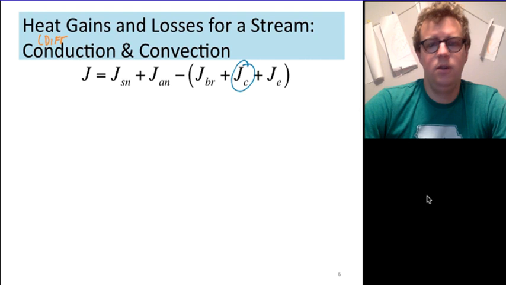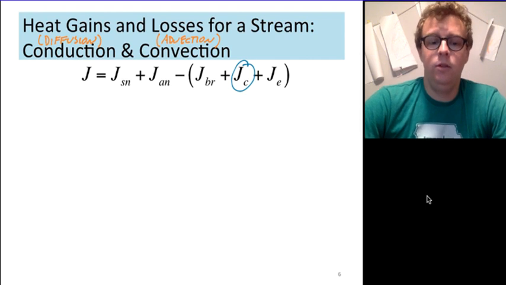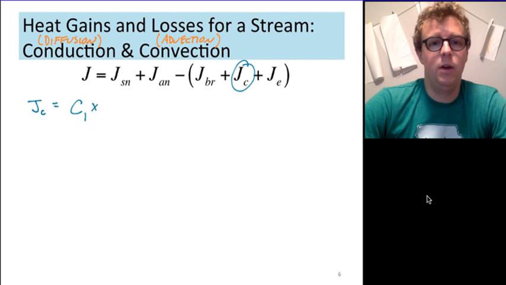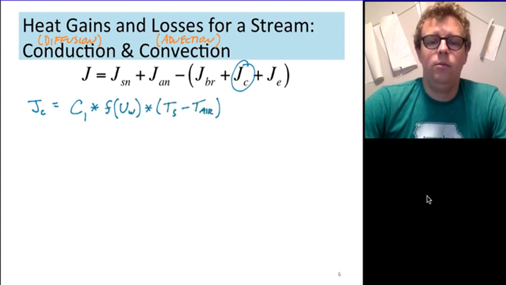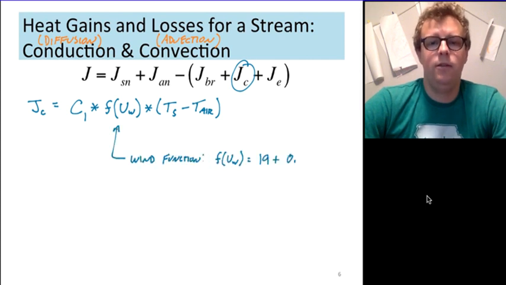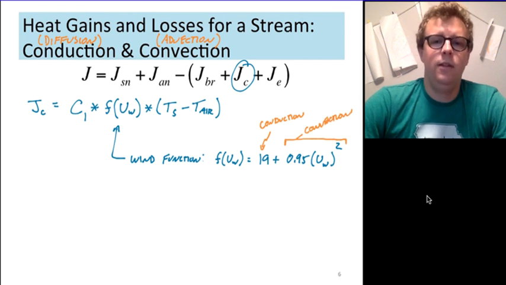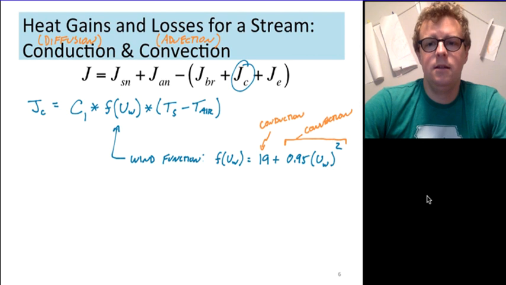Conduction and convection. Functionally, those are diffusion and advection for heat. And you can lose heat across that interface by both processes. So our model is going to look like this. We'll go through it piece by piece. On the far right, surface temperature of the water and temperature of the air. You've seen that. This FUW is what Chopra calls a wind function. That's defined as 19, which is the conduction piece, and then 0.95 times UW squared, the convection piece.